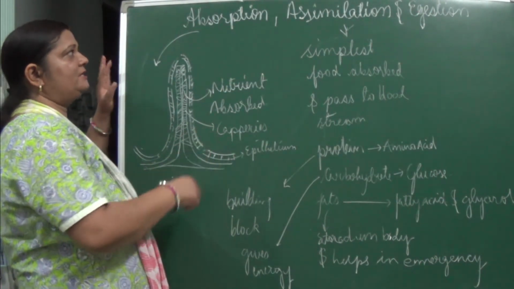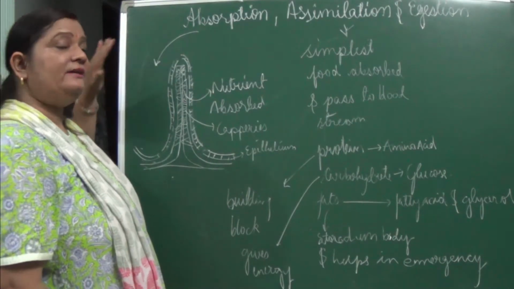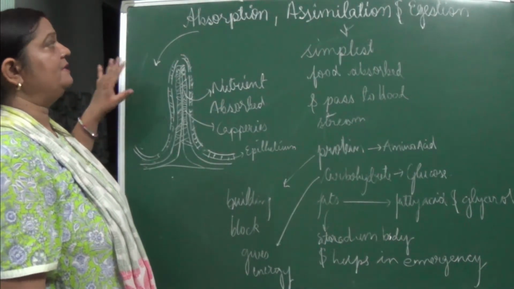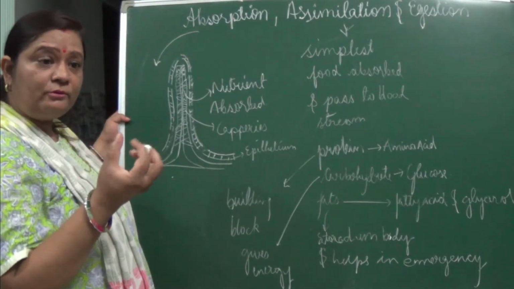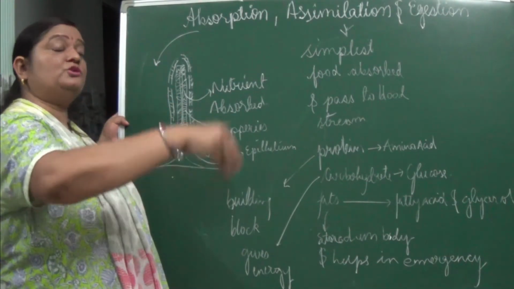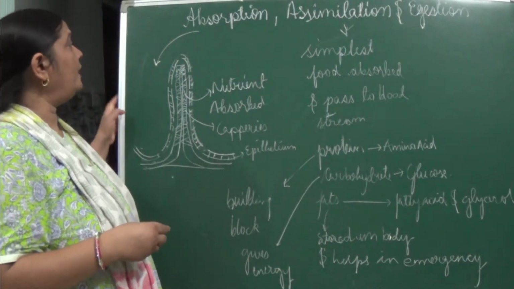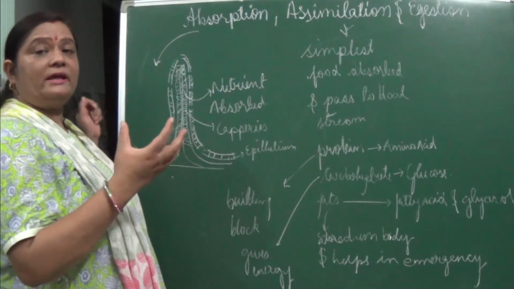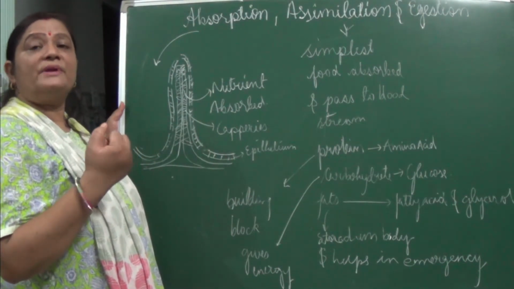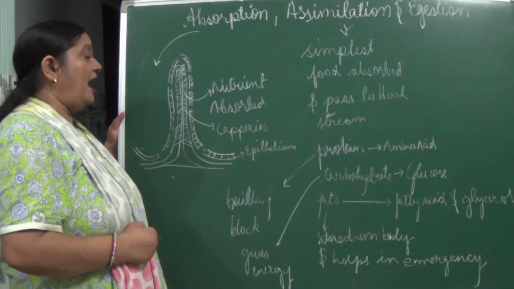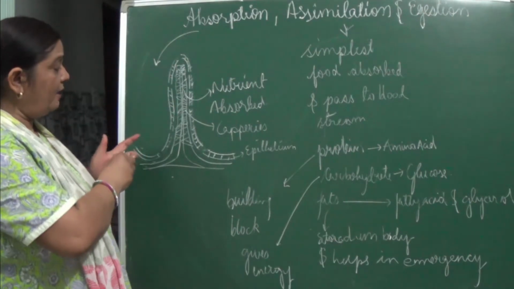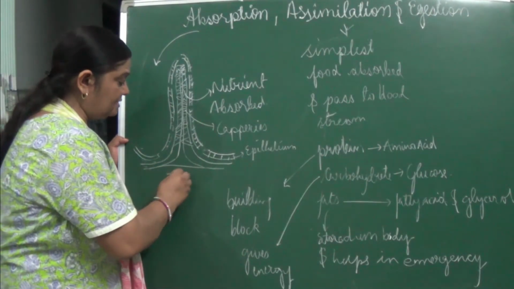After the complete digestion of food has taken place in the small intestine, what happens now? This digested food is absorbed, and it has to go to different cells of the body. So for absorption, there are special finger-like projections present in the small intestine. They are known as villi.